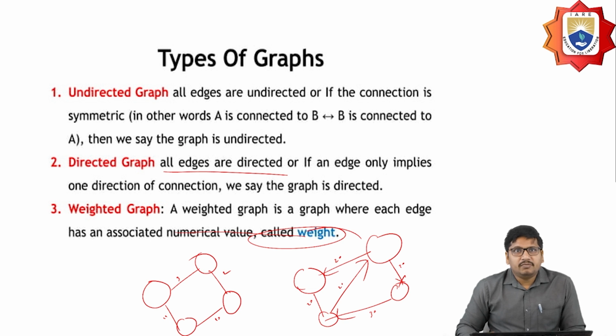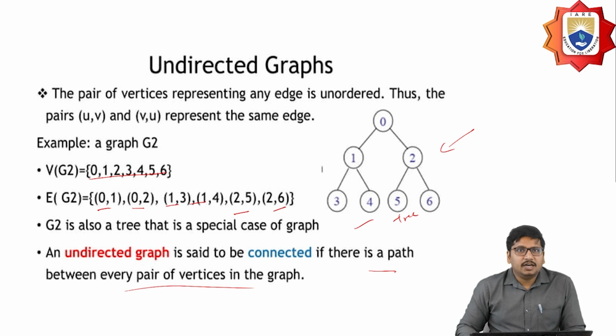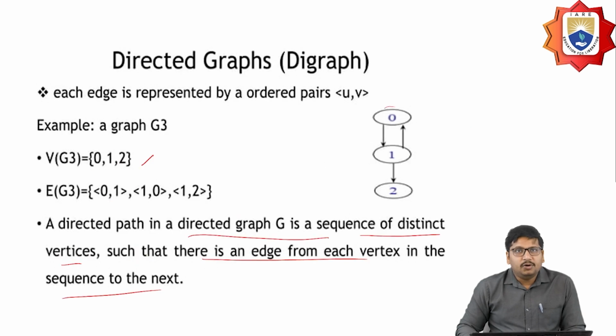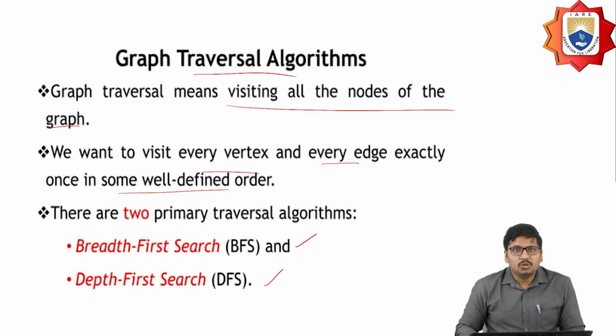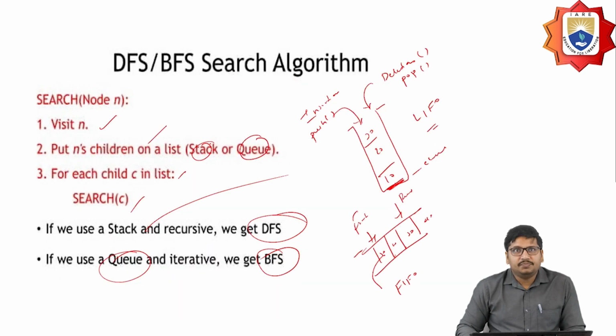And there are different types of graphs like undirected graph, weighted graph, directed graph. Undirected graph means the edges do not have any arrows. And in a directed graph the edges maintain the arrows showing which direction they go. And weighted graph means the edges hold weights here. And there are two types of graph traversal, breadth first search and depth first search.